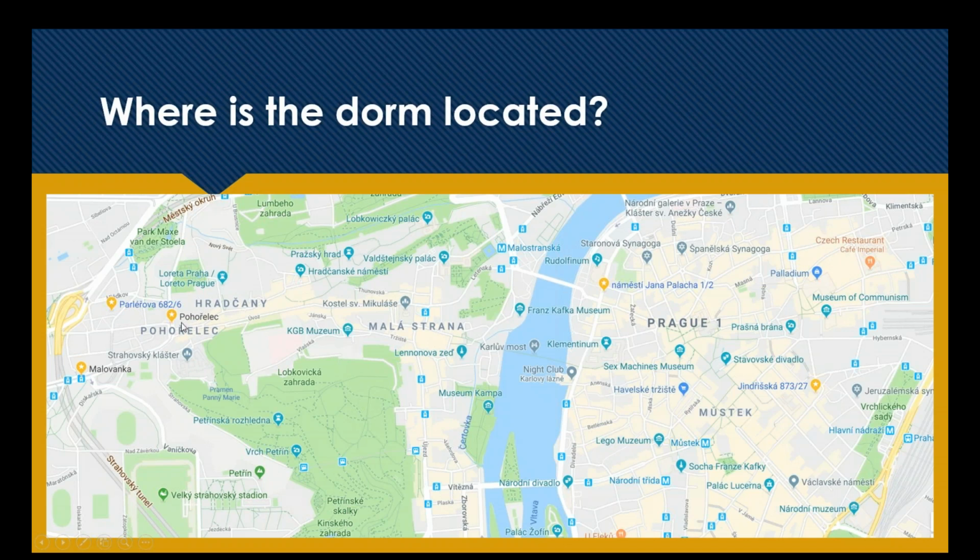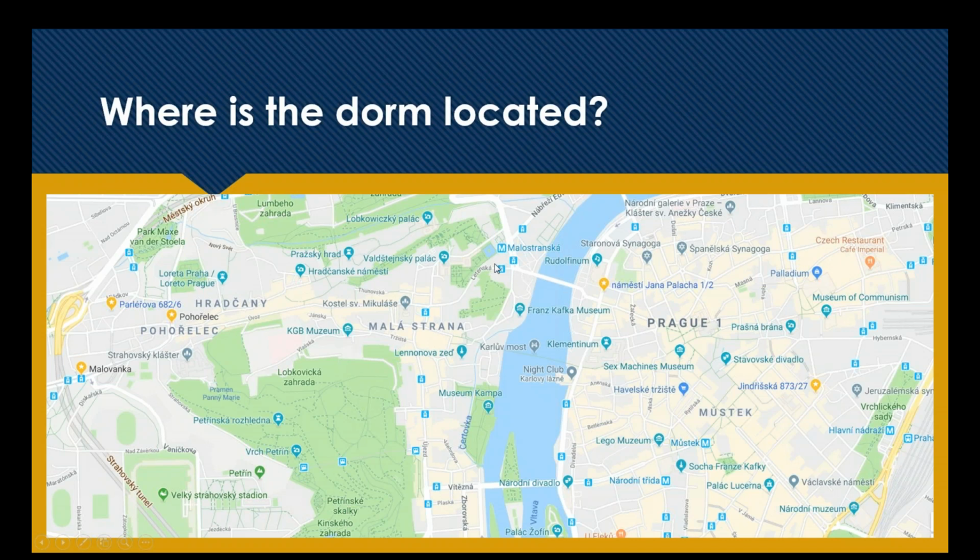I've marked here also the 2 tram stops, which are closest to the dorm, both of which are about a 5-minute walk away. In the middle, again, is our main university building, and to the right is our secondary university building, where the rest of your classes will be. The distance between the dorm and the main university building by tram from Pohojilec to Malostranska, which is the closest tram stop, it takes 10 minutes.